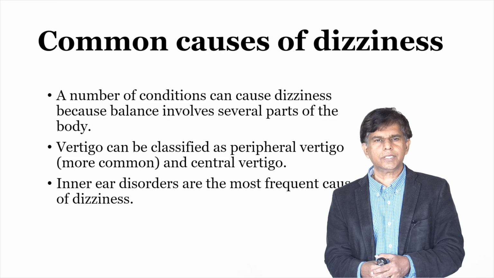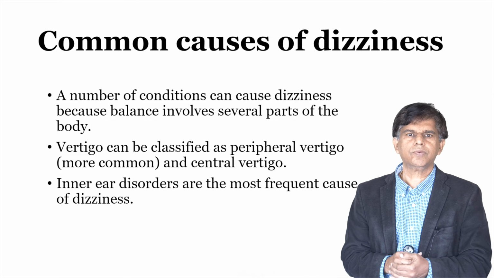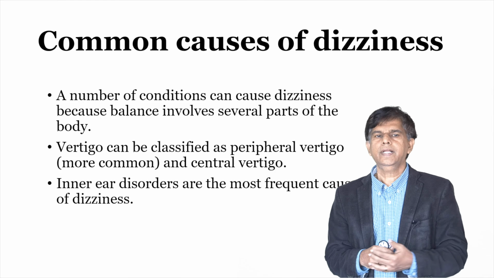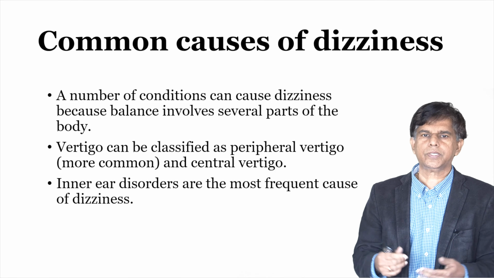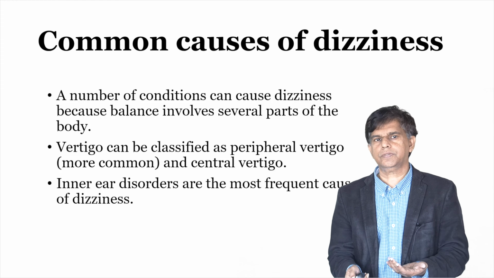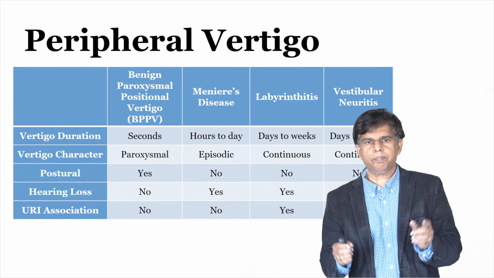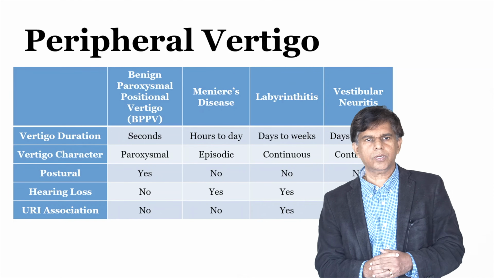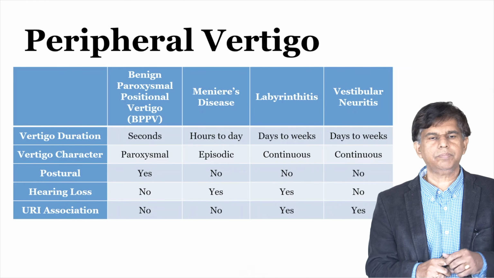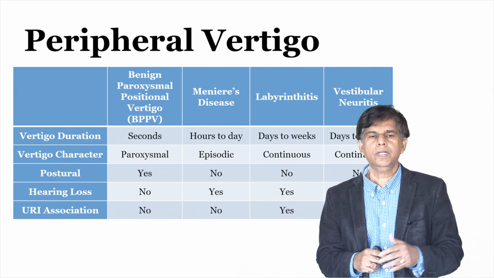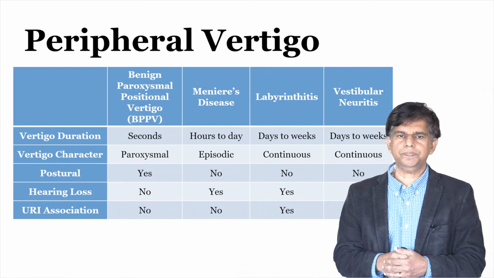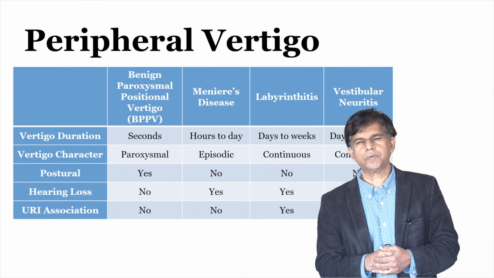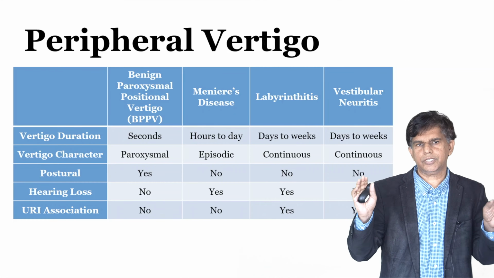Now, common causes of dizziness. A number of conditions cause dizziness, right? Vertigo could be peripheral vertigo or central vertigo, okay? And then you can have inner ear disorders, the most frequent cause of dizziness. Now, if you look at peripheral vertigo, we made this nice table. We're going to look at benign positional vertigo, Meniere's disease, labyrinthitis, and vestibular neuritis. There are four things you need to differentiate.